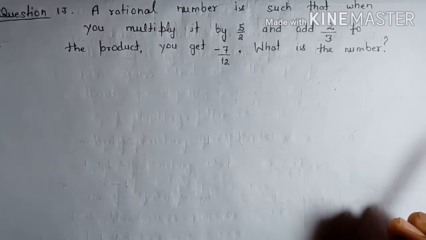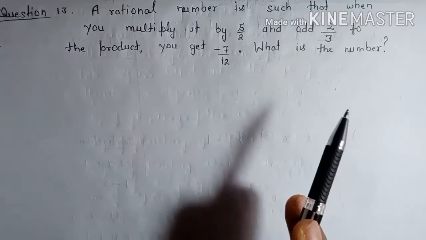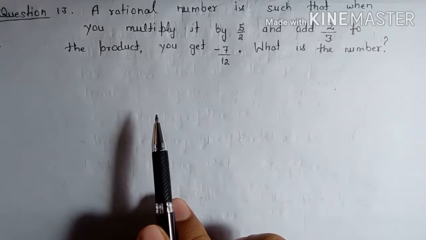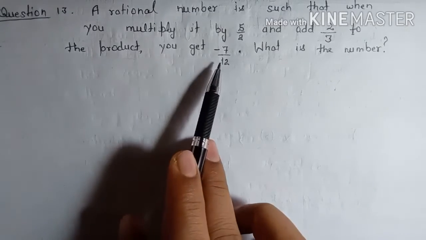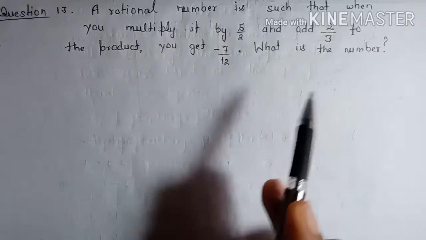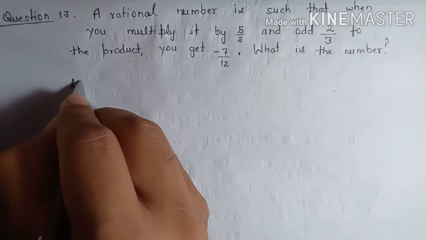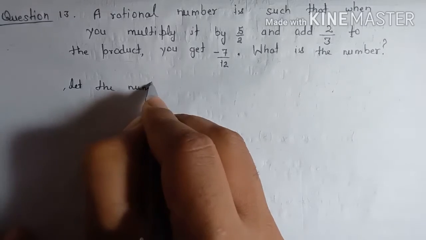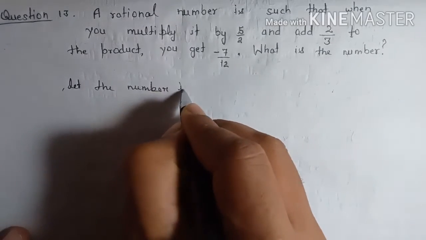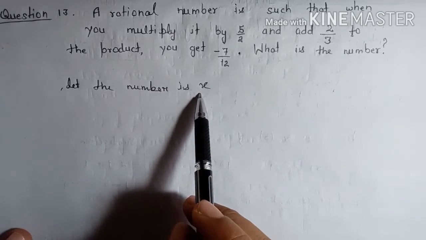We have next question, question number 13. A rational number is such that when you multiply it by 5 upon 2 and add 2 upon 3 to the product, means the result of multiplication, you get minus 7 upon 12. What is the number? So let the number be x, and x is a rational number.